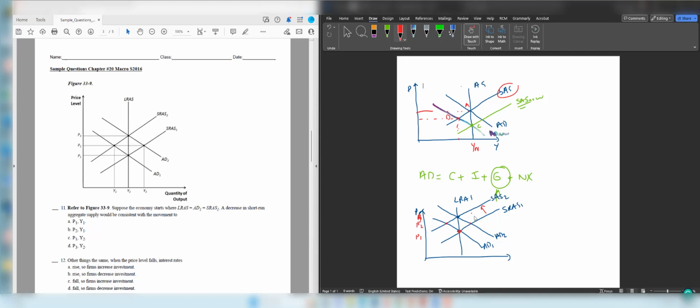If the aggregate supply curve shifts to the left, the new price is going to be this one. Why? Because this is the new curve, which intersects with the previous AD1. AD1 doesn't shift. The only thing that shifts in this graph is the short-run aggregate supply curve. Therefore, the price level is going to be P2, and the corresponding output to this price level in the figure is Y1.